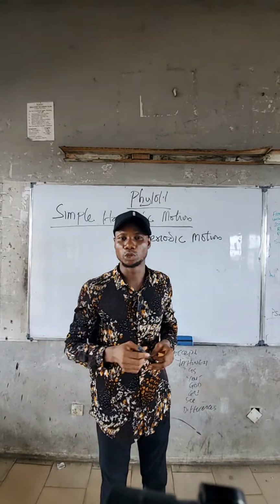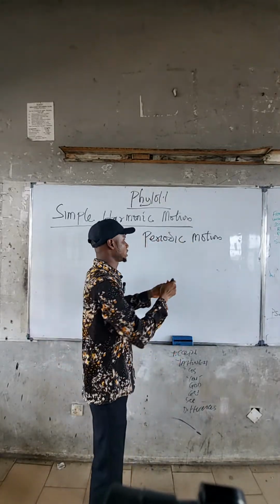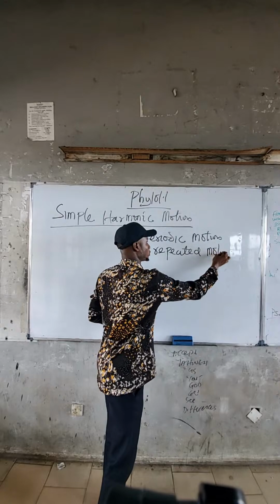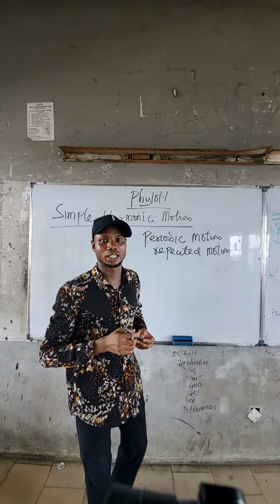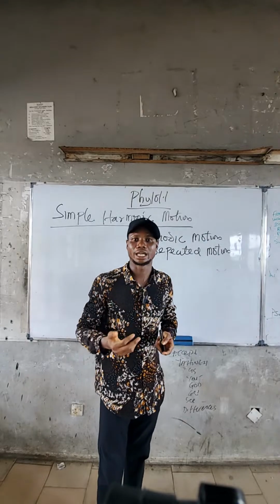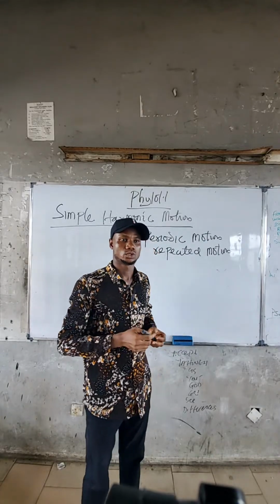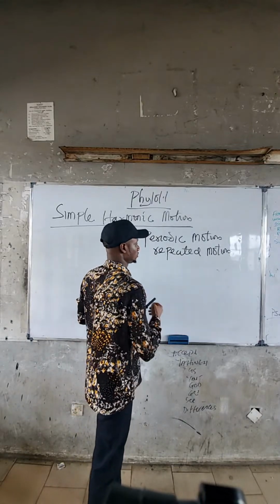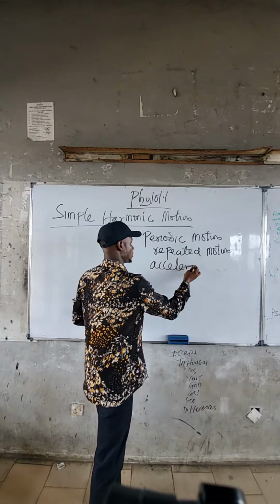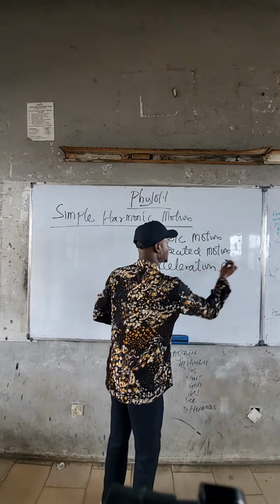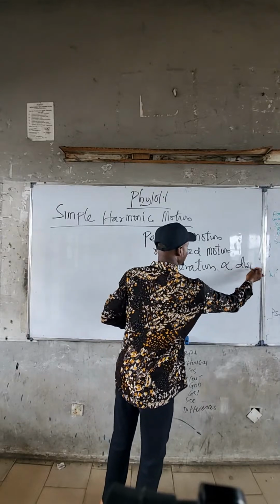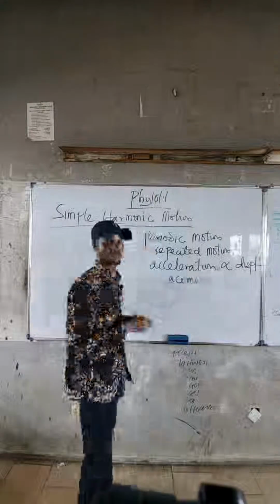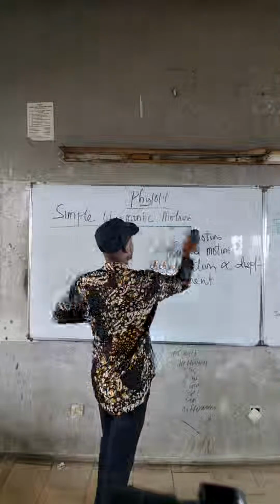Or a repeated motion. When they say periodic, it means repeated. Or a repeated motion, whose acceleration is directly proportional to displacement at a fixed point. Which acceleration is directly proportional to displacement at a fixed point.